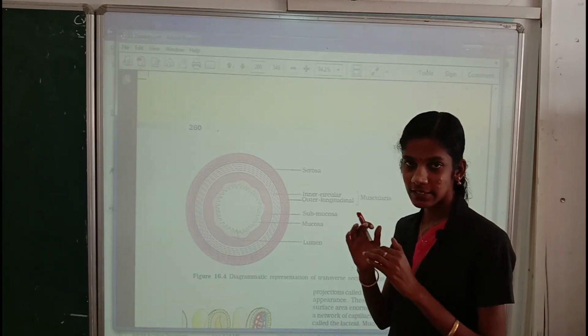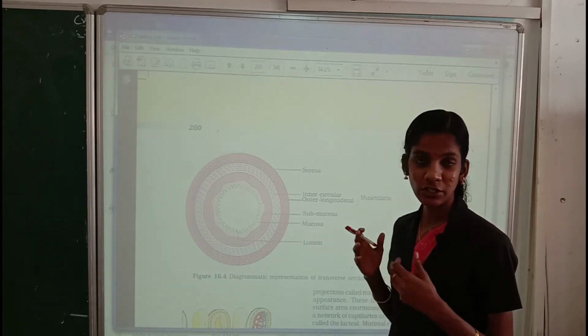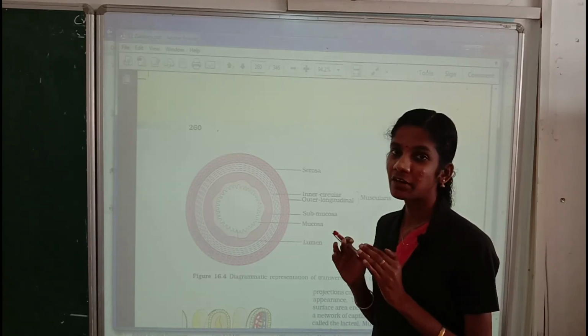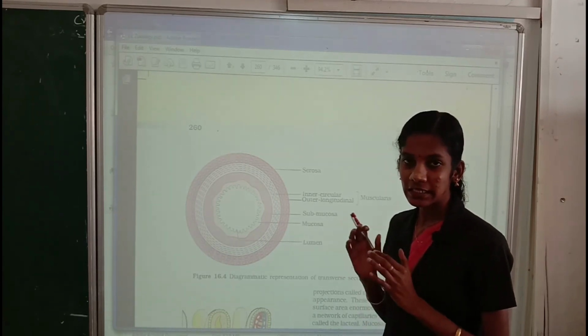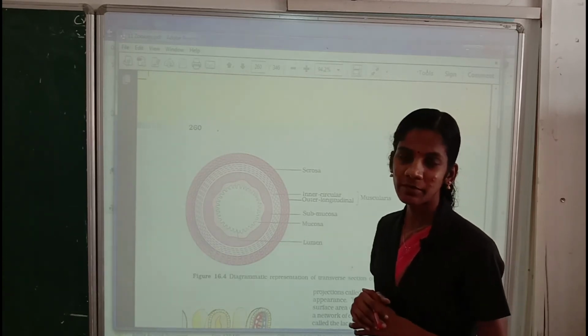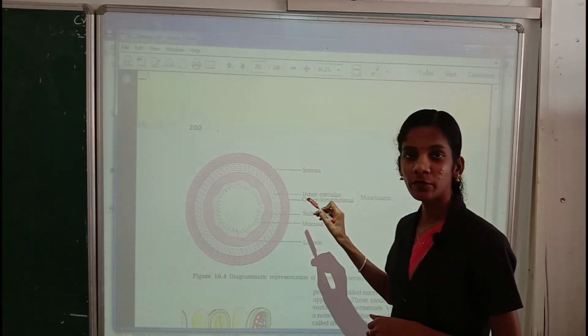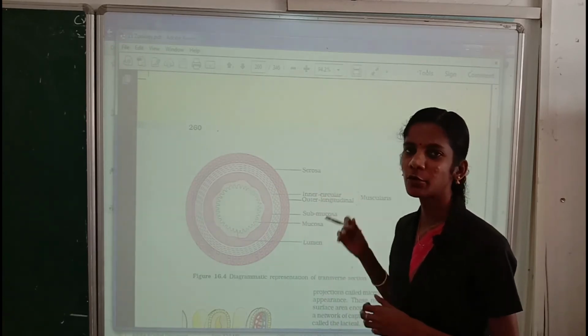That means this serosa layer is made up of mesothelium. What is meant by mesothelium? Mesothelium is the epithelial covering of internal organs. Okay, internal organs ന്റെ epithelial covering നെ നമ്മൾ വിളിക്കുന്ന പേരാണ് mesothelium എന്നുള്ളത്. Okay, so the serosa layer is formed from mesothelium as well as some amount of connective tissue.